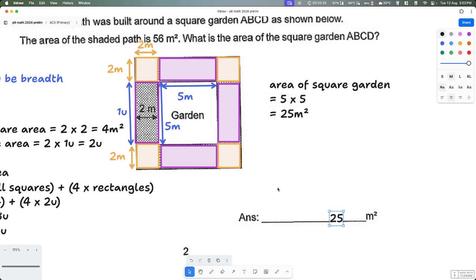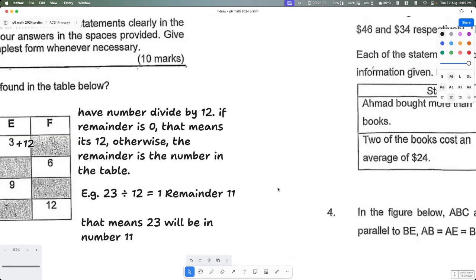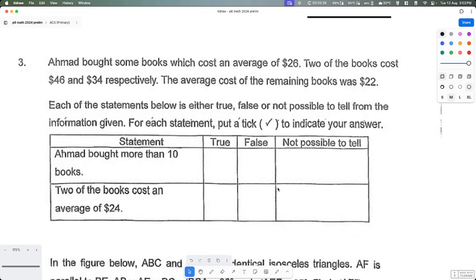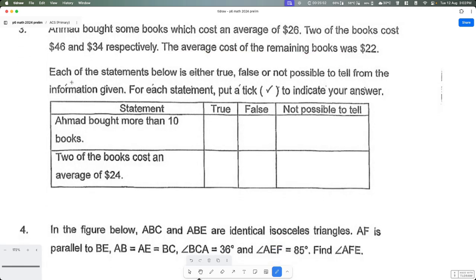Okay, let's move on to the next question. Question number 3 over here. It says Ahmad bought some books which cost an average of $26. Two of the books cost $46 and $34 respectively. The average cost of the remaining books was $22. Each of the statements below is either true, false, or not possible to tell from the information given. For each statement, put a tick to indicate your answer.